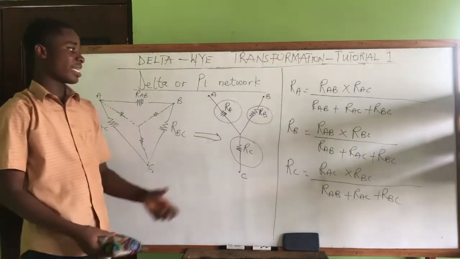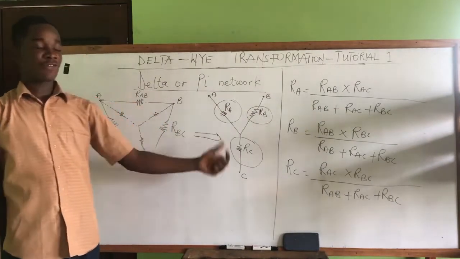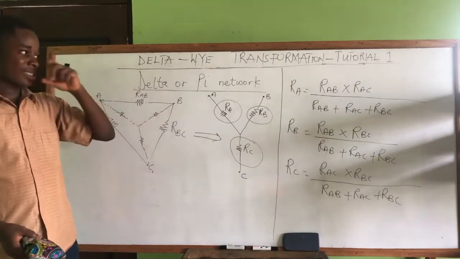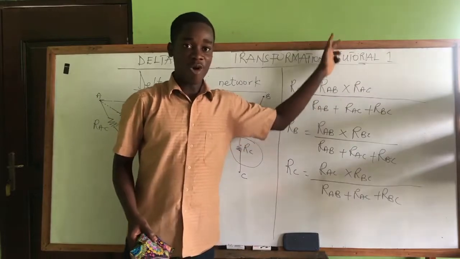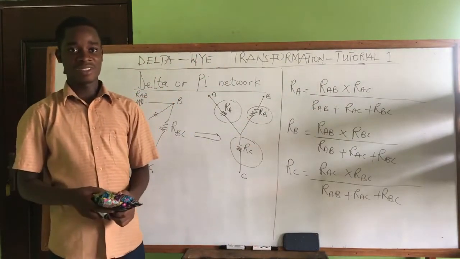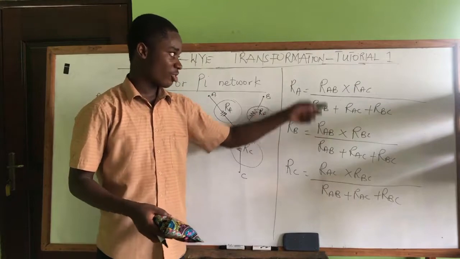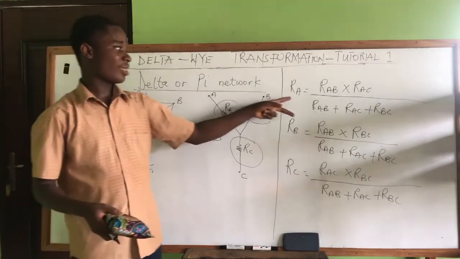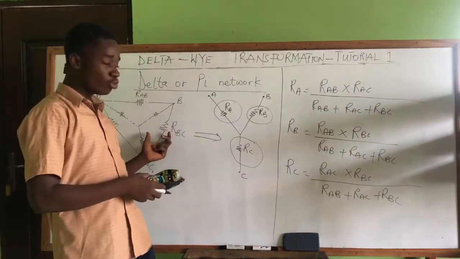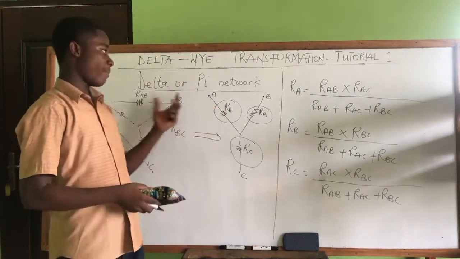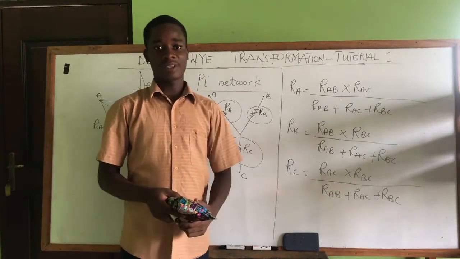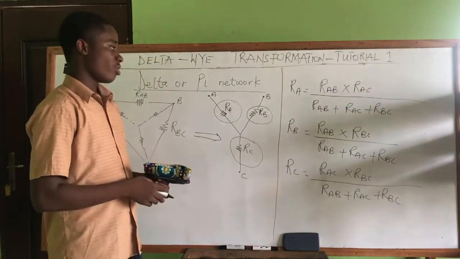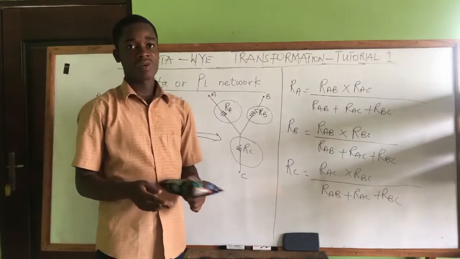So now we've managed to get the Y network values from the delta. What you have to know in this formula is that your denominator will be the same for all the three Y values. Your denominator is the same. It is your numerator which changes. Okay, so this is the formula to convert from a delta to a Y, or a pi network to a T network. So let's take a simple delta network on its own, and let's see how we can get the Y network.